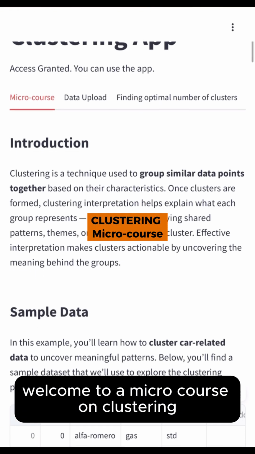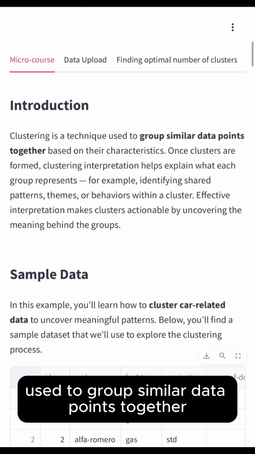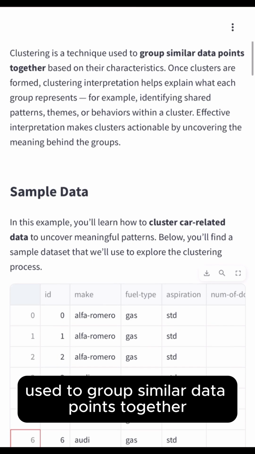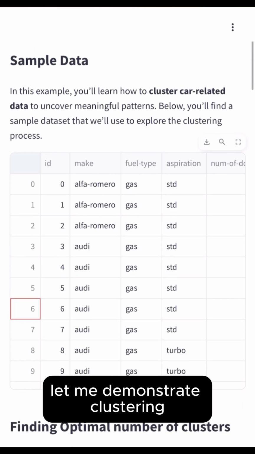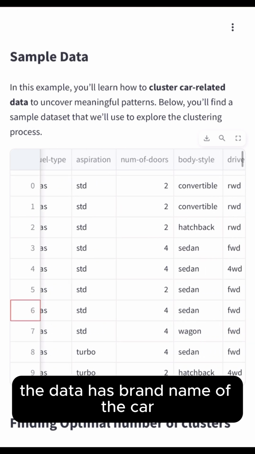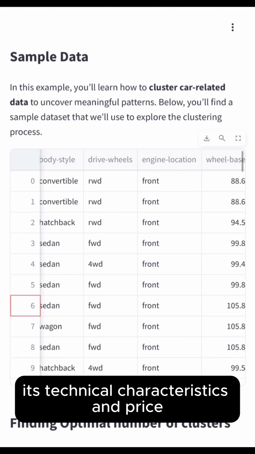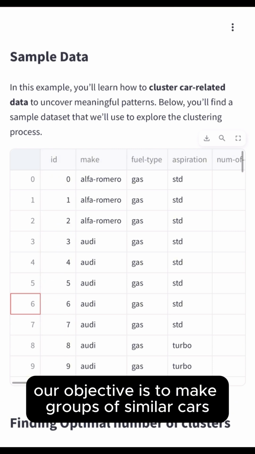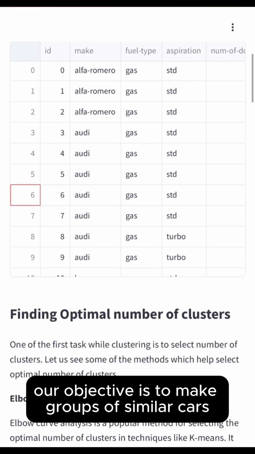Welcome to a microcourse on clustering. It is a technique used to group similar data points together. Let me demonstrate clustering using data related to cars. The data has brand name of the car, its technical characteristics, and price. Our objective is to make groups of similar cars.